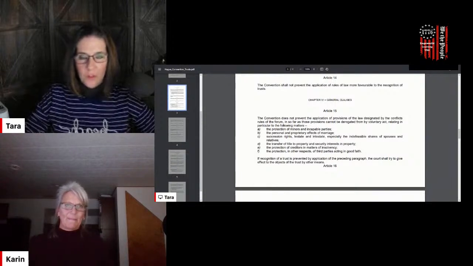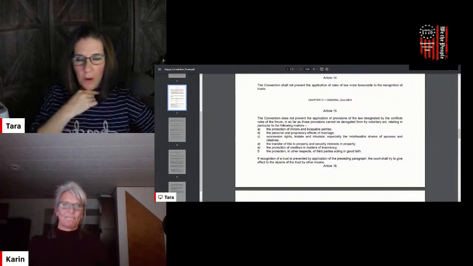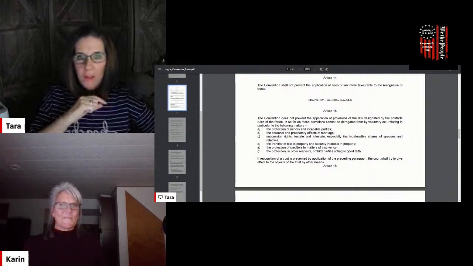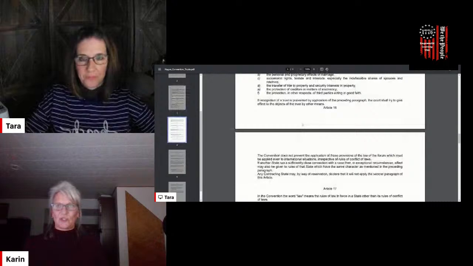So this one's interesting when you talk about, again, courts and public versus private. If recognition of a trust is prevented by application of the preceding paragraph, the court shall try to give effect to the objects of the trust by other means. I'm going to assume that's pretty much irrelevant in a private trust. Correct. That would apply more to a statutory one.